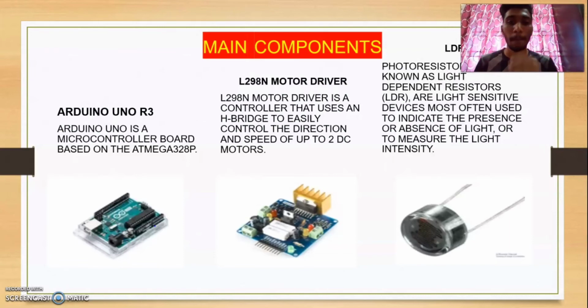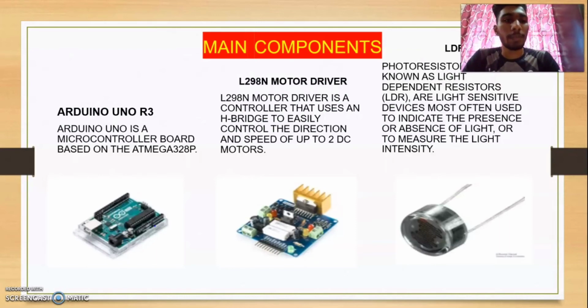And the second one will be the L298 motor driver. The L298 motor driver is a controller that uses an H bridge to easily control the direction and speed of up to 2 DC motors. As I just told, we are using 2 DC motors. Each of the DC motors will represent the X and Y axis. In this case we are using one motor driver which has 4 inputs and 4 outputs.